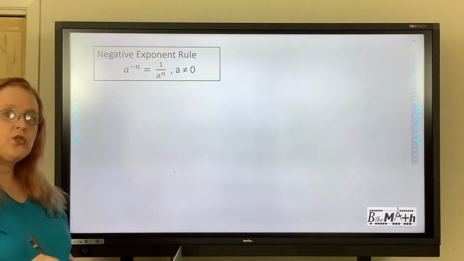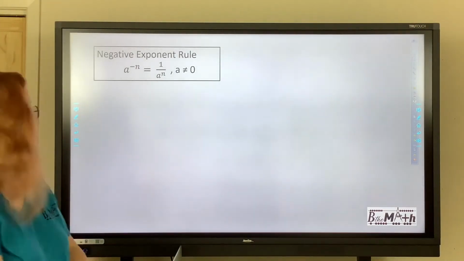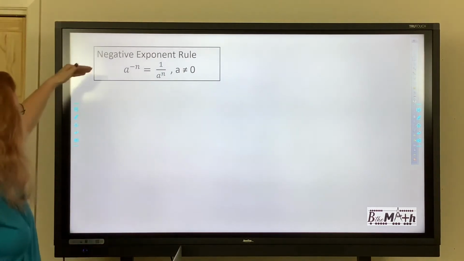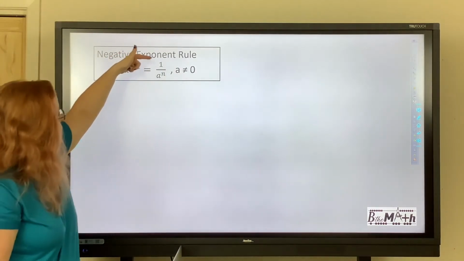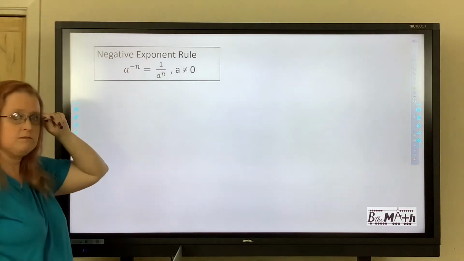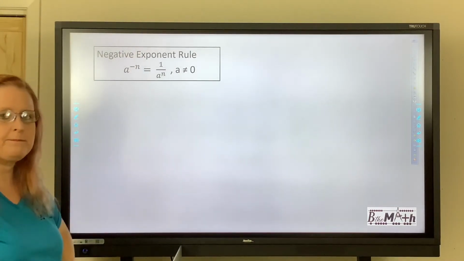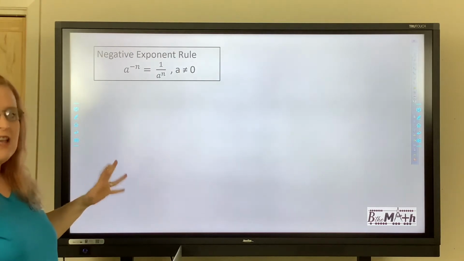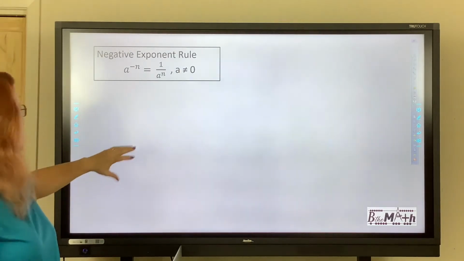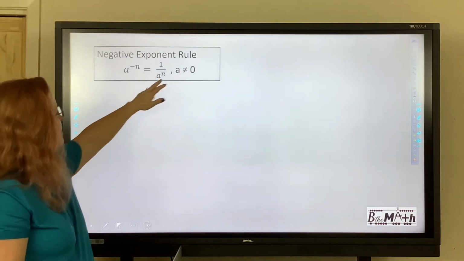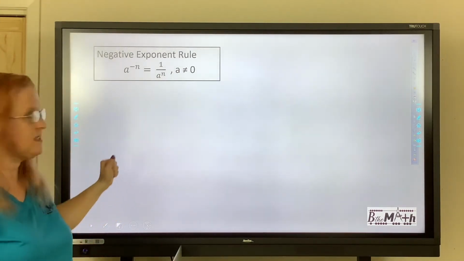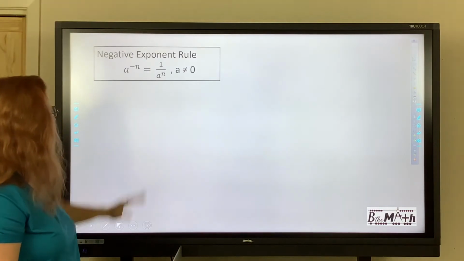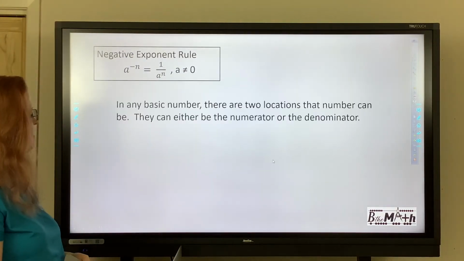All right. The negative exponent rule states that if I have a to the negative n, I rewrite it as 1 over a to the nth. Okay, pretty simple, right? Well, it works pretty well if you'll remember locations. And anytime you're dealing with the exponent rules, your base is not going to be 0.